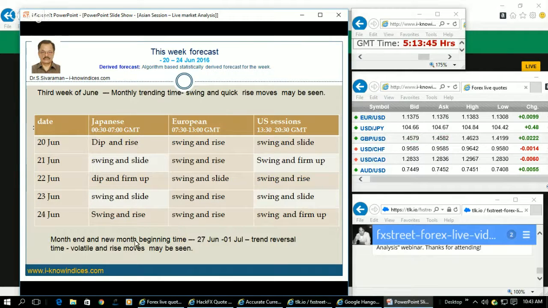And next week is going to be the month end of June, and the new month starts. The 1st of July also falls in this week. And obviously, you know very well, whenever you come across a week where the month gets over and the new month starts, and there are only 5 trading days, obviously the players are expected to bring in very big volatile moves.